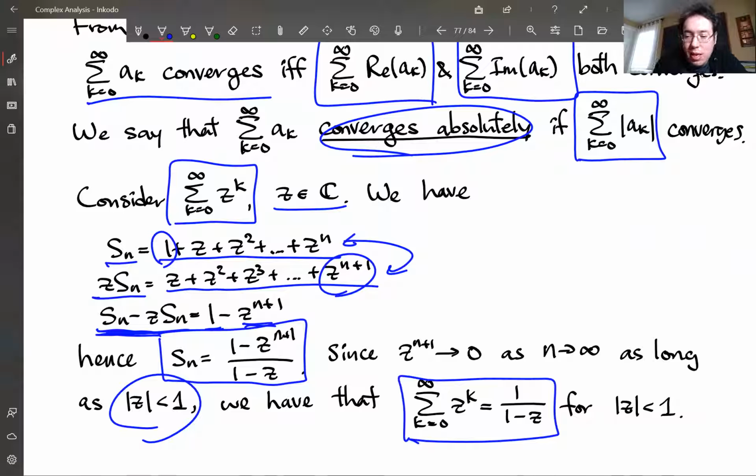Okay, so this is the geometric series. If you've seen it for the real infinite series case, it's exactly the same formula, except now we're thinking of z as a complex number. And in the real sense, maybe you have learned that it converges for x between -1 and 1. It actually converges for any complex number with modulus less than 1. So it converges inside the unit disk.